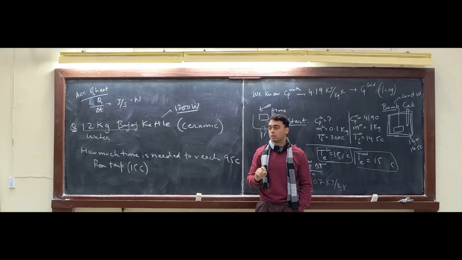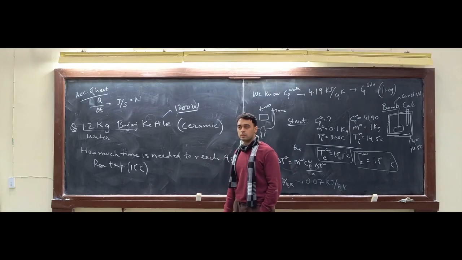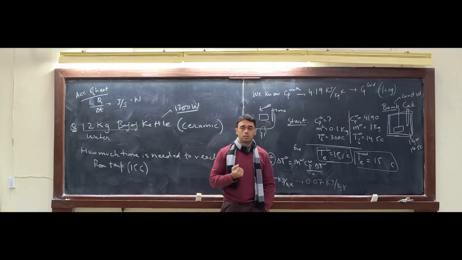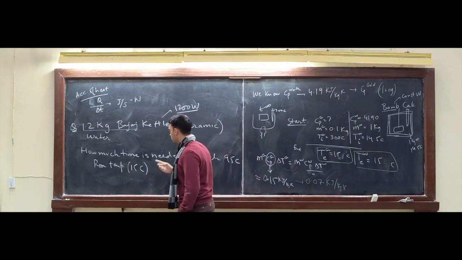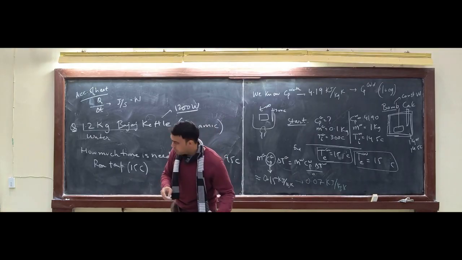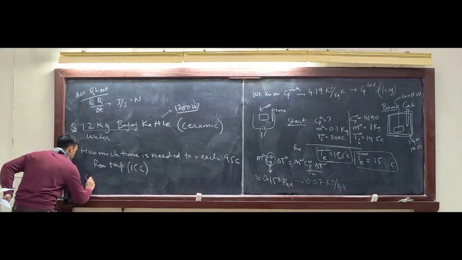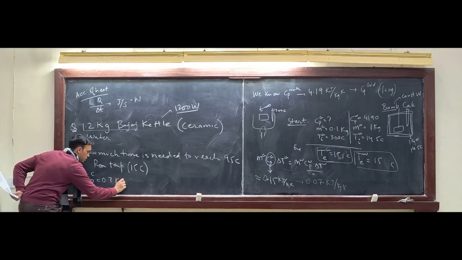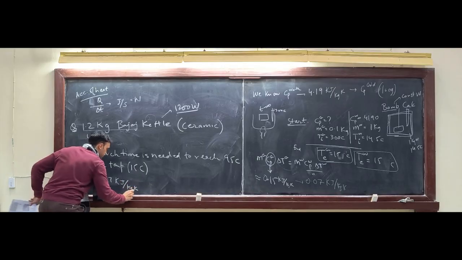It's easy, we can calculate the time. We have to know the heat capacity of water. How much water has the person? 1.2 kg water. Do you have all the information with you? How much ceramic is there? That's a good question. Ceramic, you can take it as 0.7. So Cp ceramic is 0.7 kilojoule per kg Kelvin.